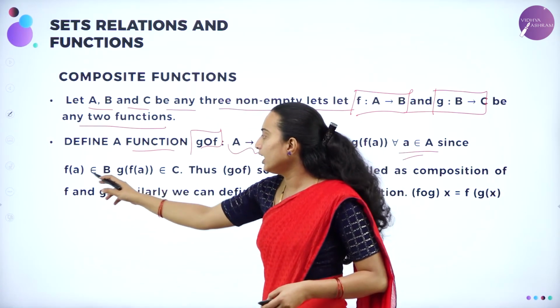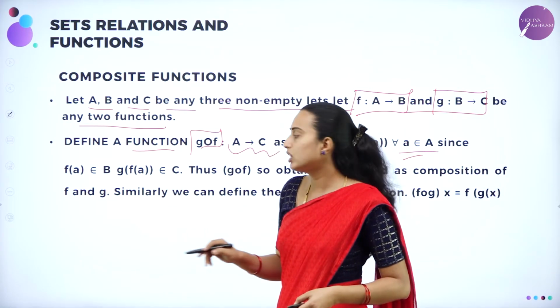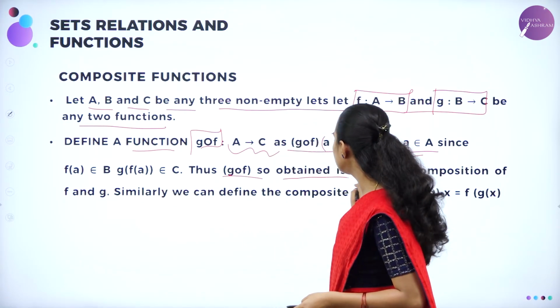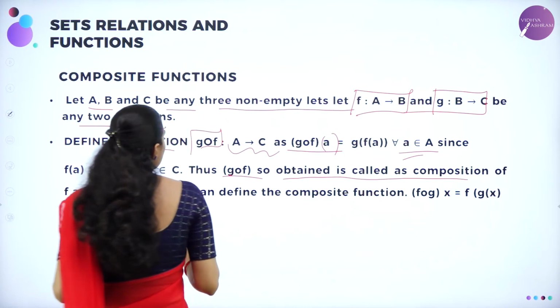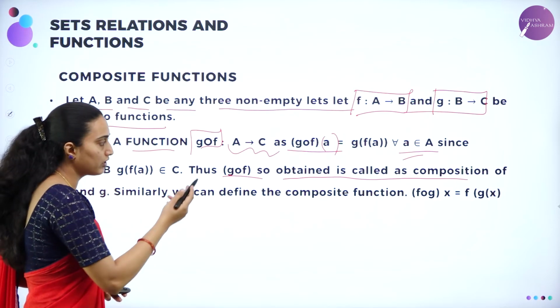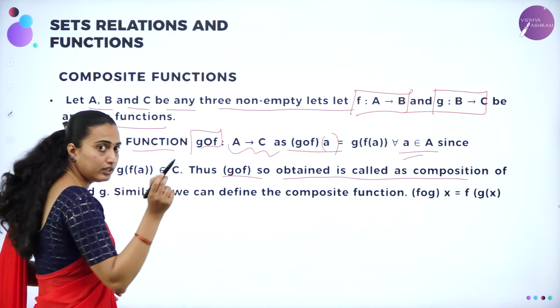Since f of a belongs to B, g of f of a belongs to C, such that g of f so obtained is called the composite function of f and g. Similarly, we can define a composite function like that: f of g of x is equal to f of g of x. Let me write it here, dears.